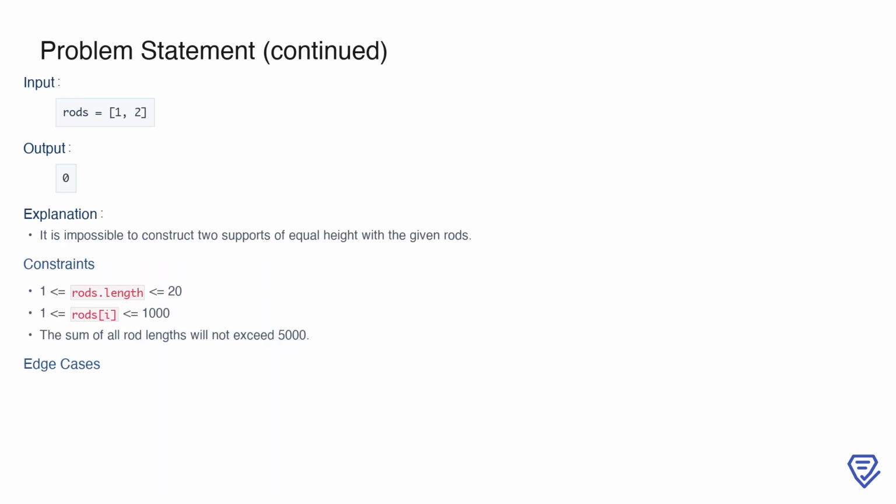In contrast, if the input array is 1, 2, the output is 0. This is because it's not possible to divide these two rods into two groups such that the heights are equal. The rods are simply too short and cannot be rearranged to meet the requirements of the problem. This illustrates that not all configurations of rods will allow for two equal height supports to be created.